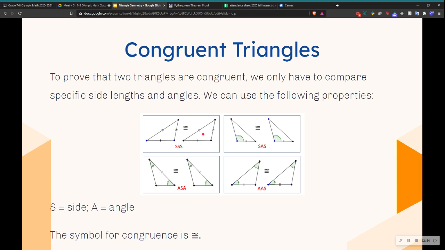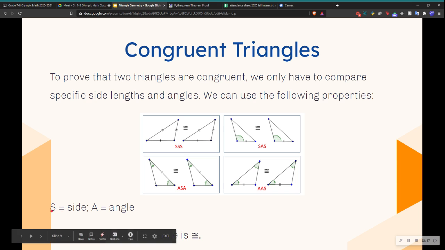Usually, you'd think that we have to compare all of the side lengths and all of the angles to really make sure that two or more triangles are congruent to each other. But we only have to compare specific side lengths and angles. We don't have to compare all of them, just a few of them. So here are the following properties that we can use.